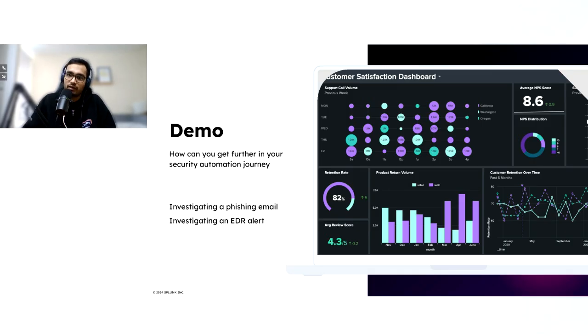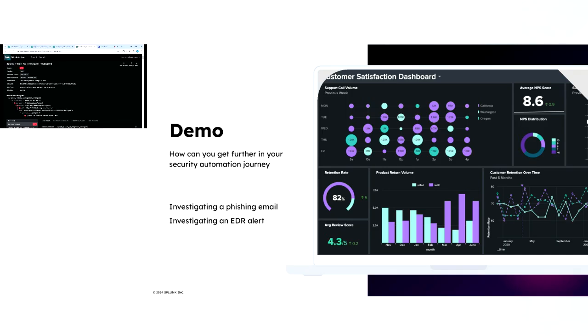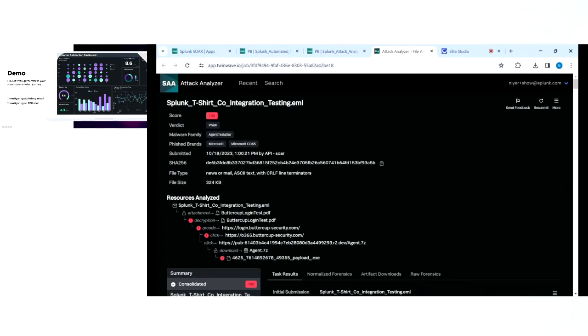So I'll go ahead and share my screen, and then let's walk through the example here. So here's an email that I'm initially just showing you, the email and what we are actually investigating. So let's pretend for now that this made it through to my organization and went past my primary perimeter defenses. It's called Splunk T-shirt company integration testing.eml.